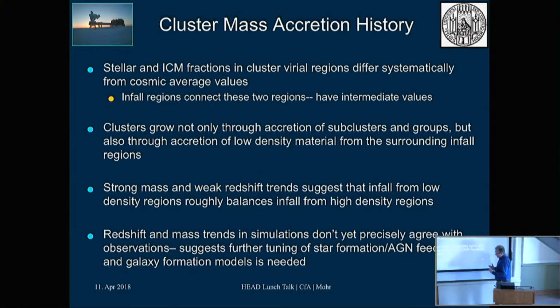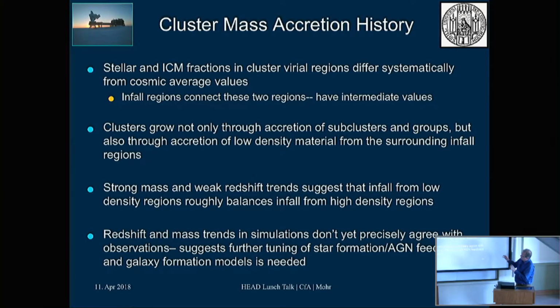What have we learned, or what are the implications of this? The interesting result that we were able to extract from the SPT data set as observed by Chandra and DES is that there are very weak redshift trends. So what does that mean? The stellar and ICM mass fractions in clusters, in cluster virial regions, are differing systematically from the cosmic average values. In each of those plots, you can see how the cosmic values are changing, and in some cases they don't change, and how they compare as a function of mass and redshift to the clusters.